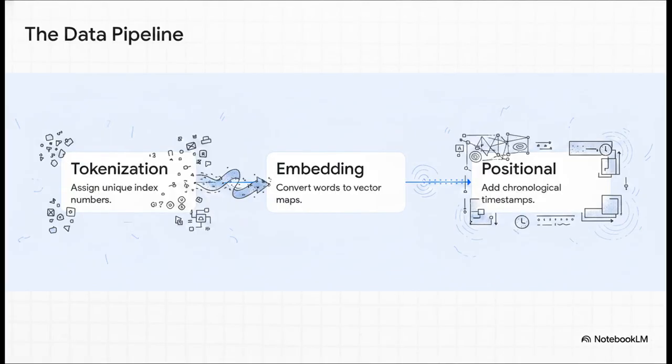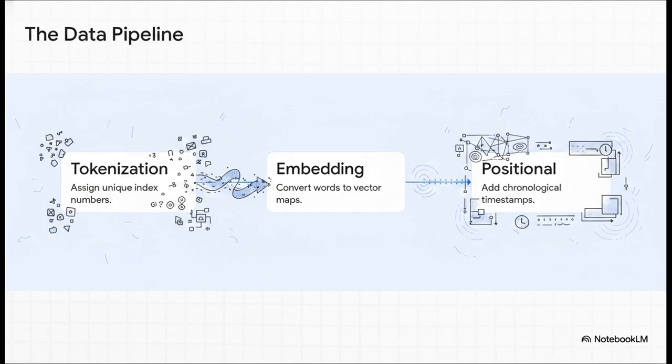Any sequence of text you input into an AI has to go through a strict three-step data pipeline to be formatted for the transformer engine. Think of this as the definitive translation layer between human thought and machine calculation. Step 1 is tokenization. Step 2, token embedding. And step 3, positional encoding.